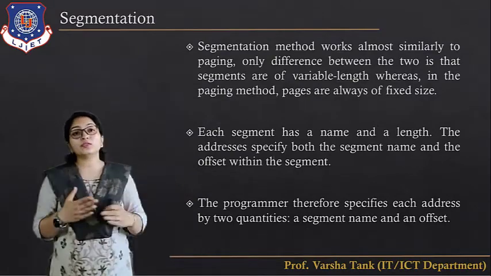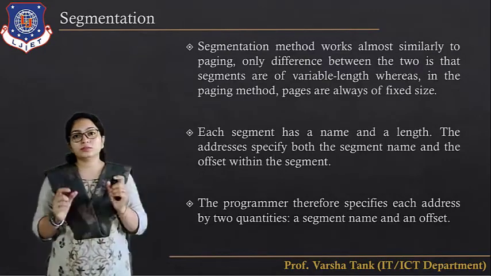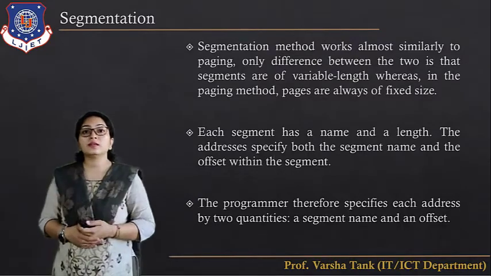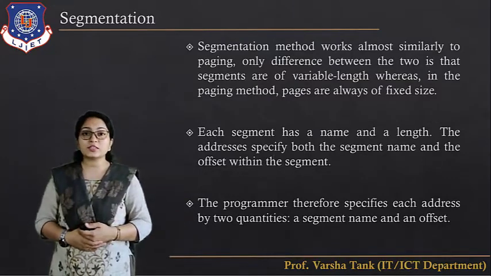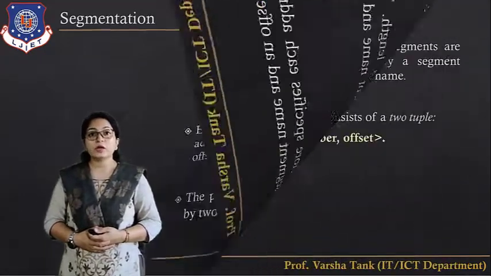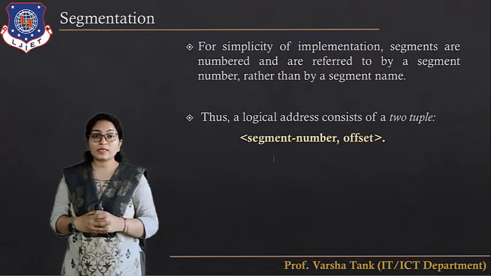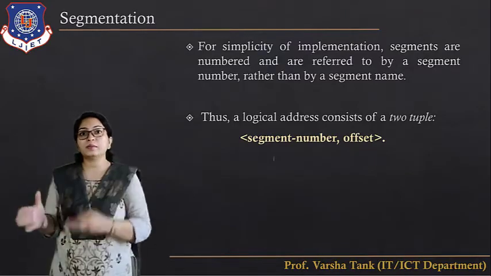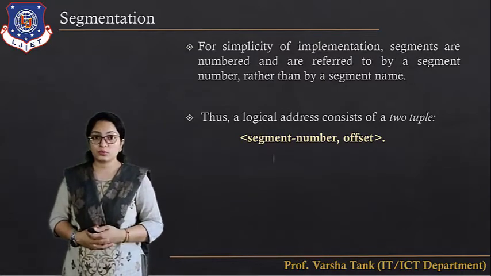The address specifies both the segment name and the offset within the segment. So there are just two numbers: one specifies the segment and the other specifies the offset number within that segment. The programmer therefore specifies each address by two quantities: a segment name and an offset. For simplicity of implementation, segments are numbered and are referred to by the segment number rather than by the segment name. Here you can see the syntax: a segment number and an offset. Using this address, the segments will be stored.